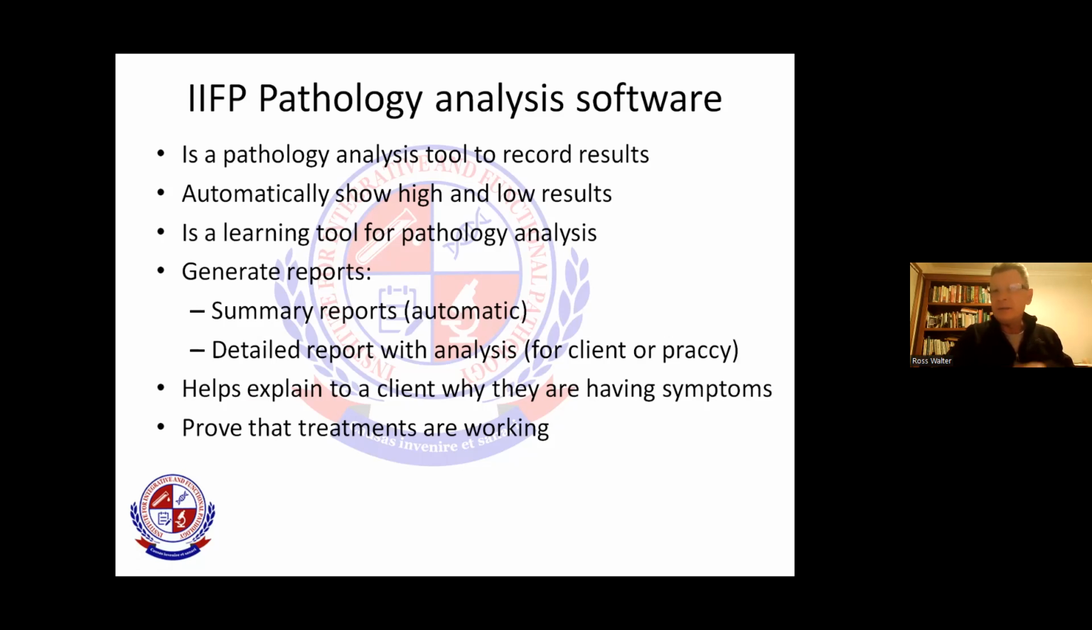You can use the results to prove that your treatments are actually working when you're seeing improvements, and to find issues when other practitioners can't. When you find issues, then you can treat and fix them, and you can get your clients a lot better.